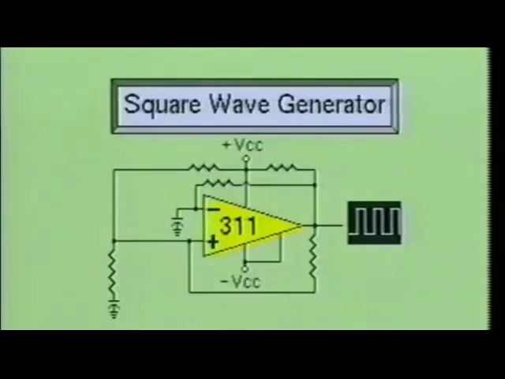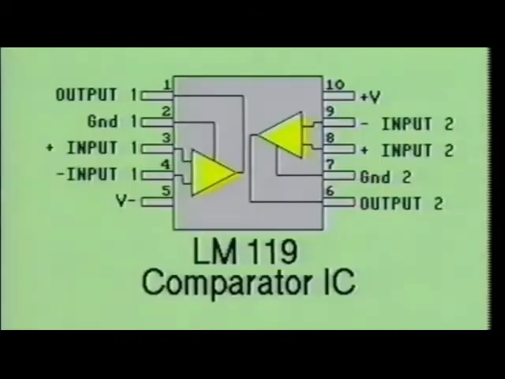And a comparator can also be used to generate triangular or square wave pulses. Even though the general purpose op-amp can be used as a comparator, there are circuits designed specifically for this purpose. The LM119 is such a device.